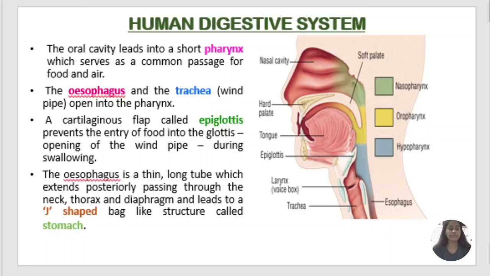Human digestive system. The oral cavity leads into a short pharynx which serves as a common passage for food and air. The esophagus and the trachea, which is the windpipe, opens into the pharynx. A cartilaginous flap called epiglottis prevents the entry of food into the glottis, which is the opening of the windpipe, during swallowing. Now the esophagus is a thin, long tube which extends posteriorly passing through the neck, thorax and diaphragm and leads to a J-shaped bag-like structure called as stomach.